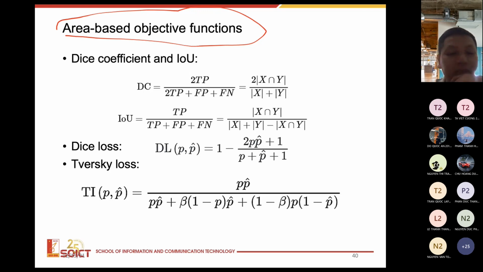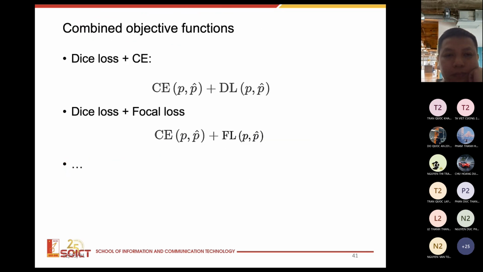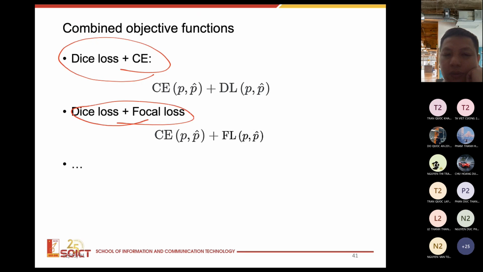And you can use the transcript loss, and it's another type of objective function you can use, right? You can combine objective functions of different types, such as the dice loss plus the cross entropy loss, and dice loss plus focal loss, right? So it's just to make the sum of the complementary losses, such as the CE loss plus the dice loss, right?